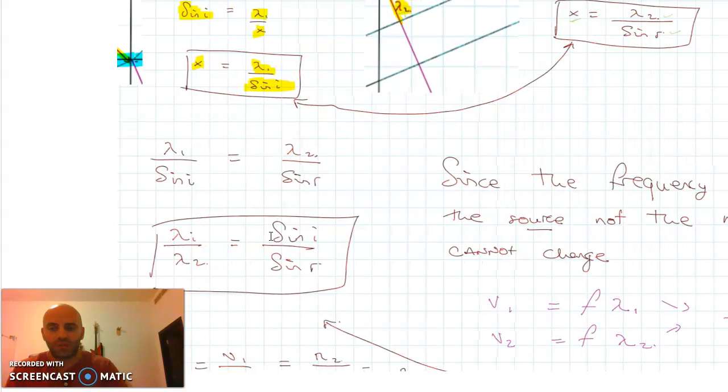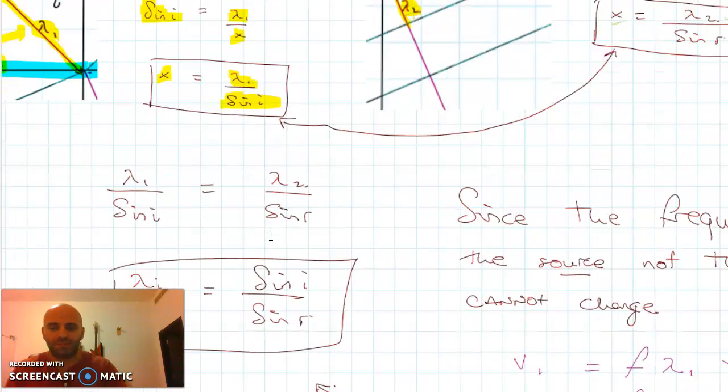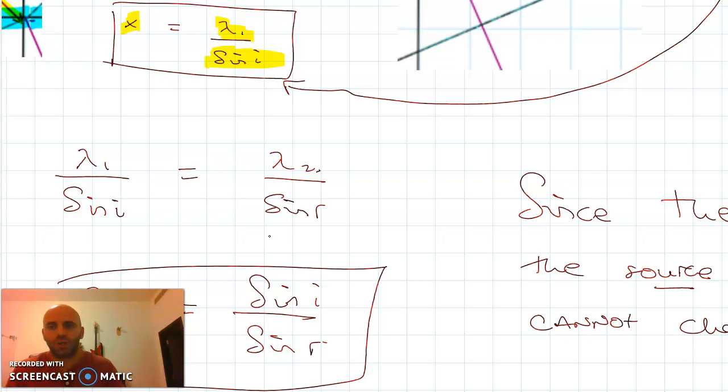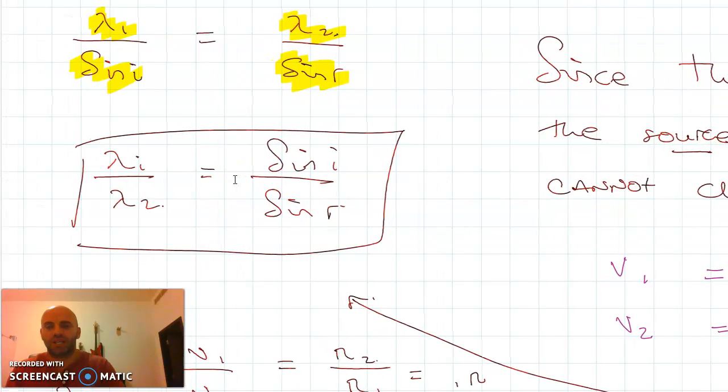So now I'm going to equate the two quantities. Because they're both equal to x, that gives me lambda 1 over sine i equal to lambda 2 over sine of the angle of refraction. And if you do a tiny bit of algebra, you'll get it into a very recognizable form: the first wavelength divided by the second wavelength equals the sine of the angle of incidence divided by the sine of the angle of refraction. Now, of course, we all know that sine i over sine r is the refractive index of material 2 anyway.